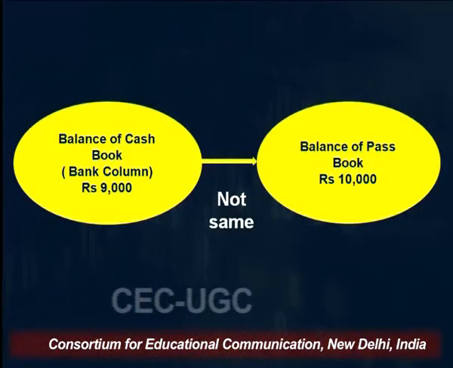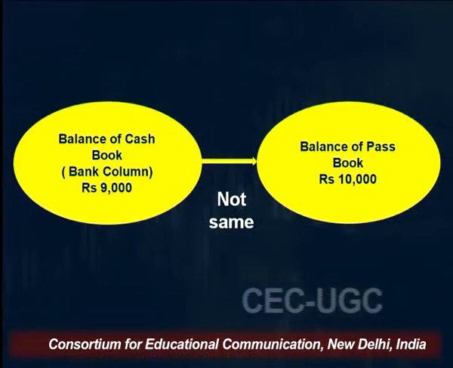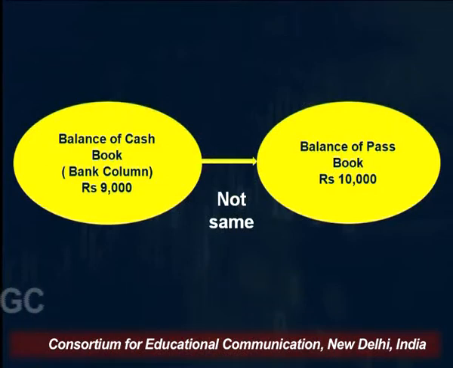But before preparing the bank reconciliation statement, we need to find out what the causes of the differences are, why the balance of the cash book is not equivalent to the balance of the passbook. As you can see, the balance of the cash book, for example, is 9,000, and the balance of the passbook, which is given by our bank, is 10,000.